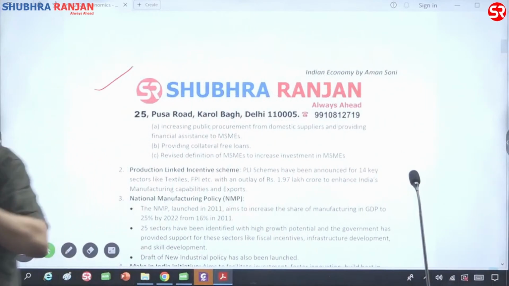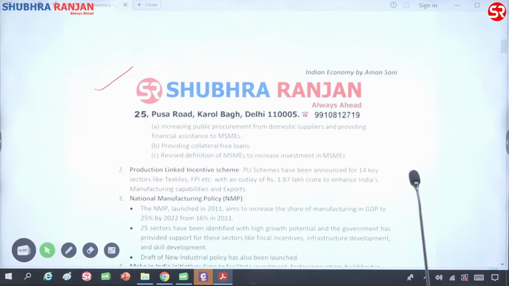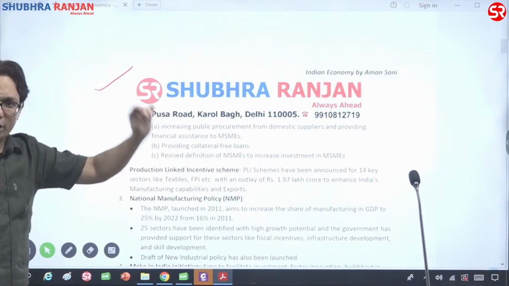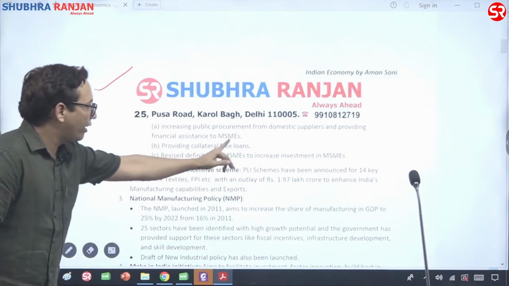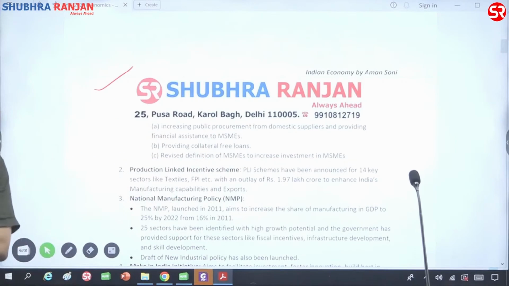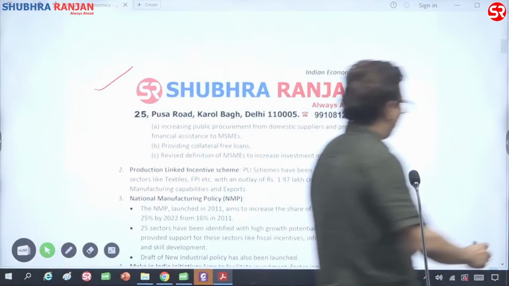You won't be able to write these three points. You won't have time, you won't have space. So just write, under Atmanirbhar Bharat package, reforms were brought to give collateral free loans to MSMEs and increase investment in MSMEs. That's it. One sentence. Other point would be like, we have brought, idhar bhi jao, idhar.